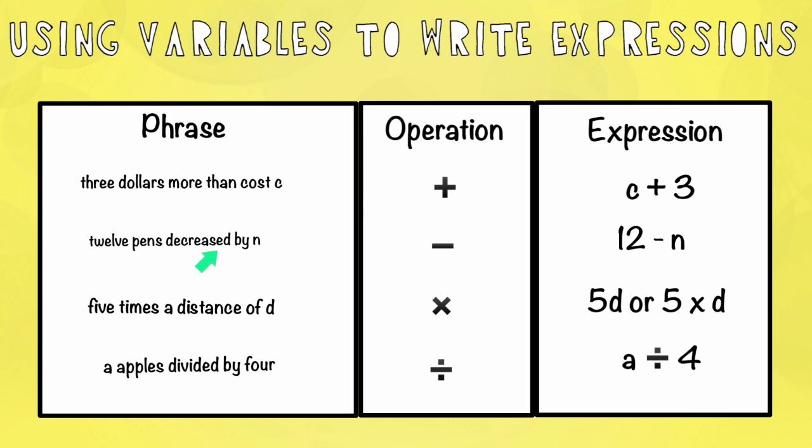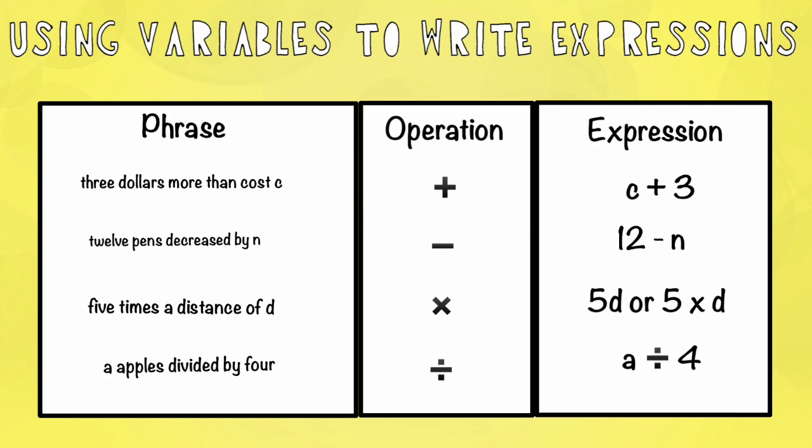12 pens decreased by N. When we see the word decreased, we mean subtract. So we're going to have 12 pens decreased by N, 12 minus N. 5 times the distance of D. Well, the word times means times or multiply. So 5D or 5 times D.